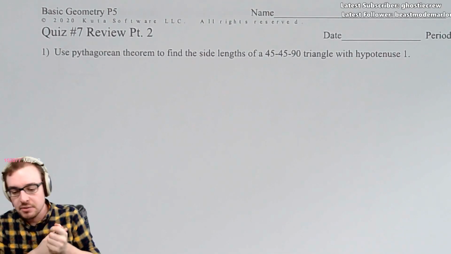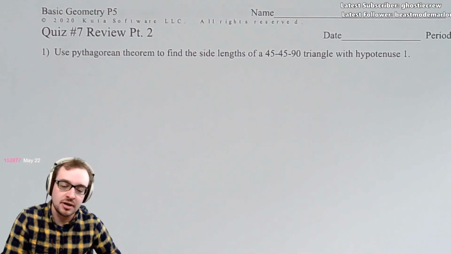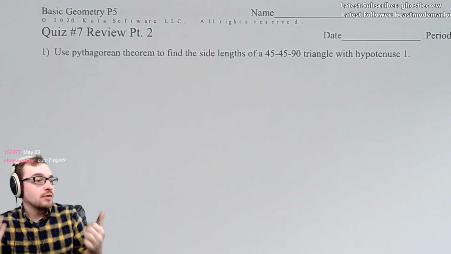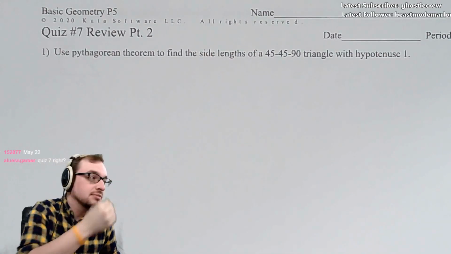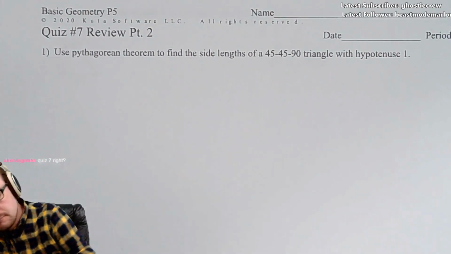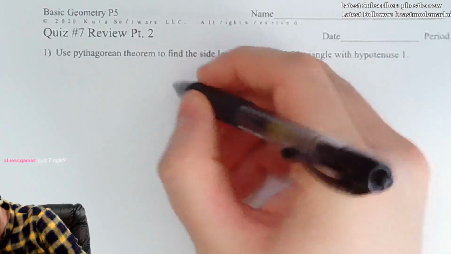It says use the Pythagorean theorem to find the side lengths of a 45, 45, 90 triangle with a hypotenuse of 1. So this is our base 45, 45, 90. Yep, quiz 7 part 2. Part 1 was 2 days ago, which you can still turn in.